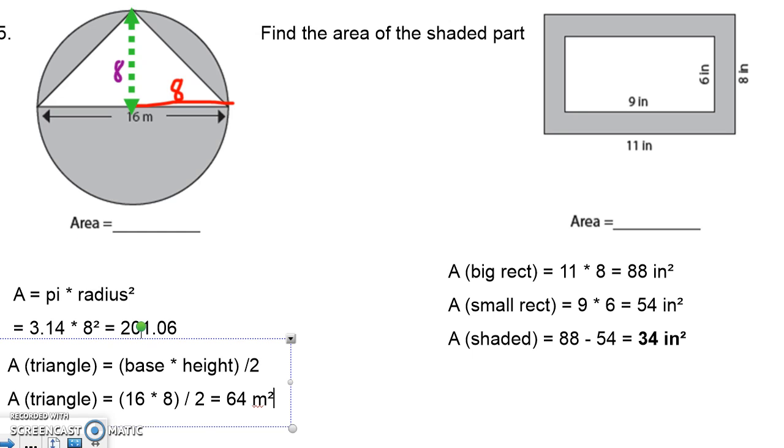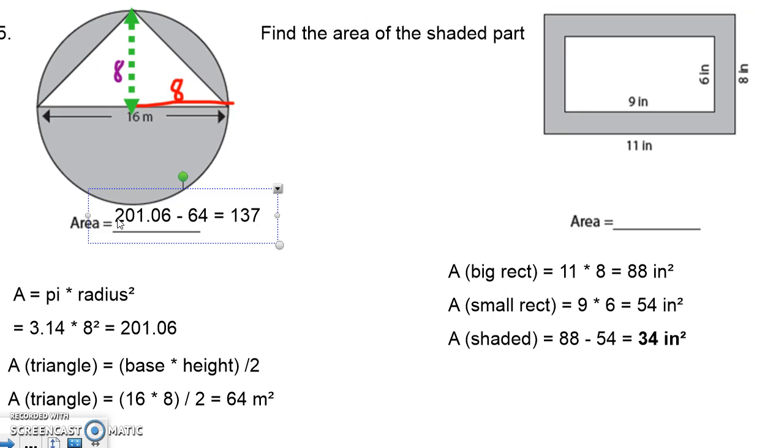So now to get the area of just the shaded part, I'm going to do the area of the big circle, which we said was 201.06, subtract out the area the triangle takes up, which is 64, and you should get 137.06 meters squared. So to do these shaded ones, do the area of the big shape first, whatever it is, and subtract out the area of the white shape, the smaller shape. And that'll give you the area of the shaded parts. And I think that is it.